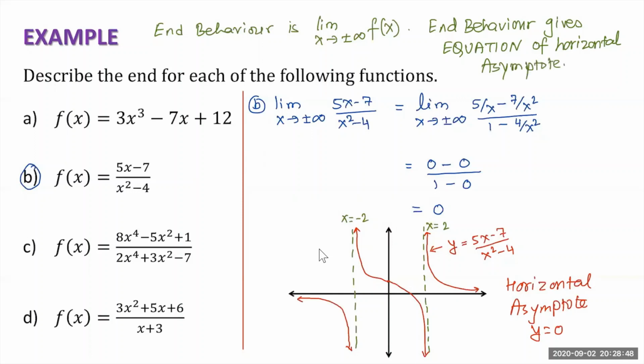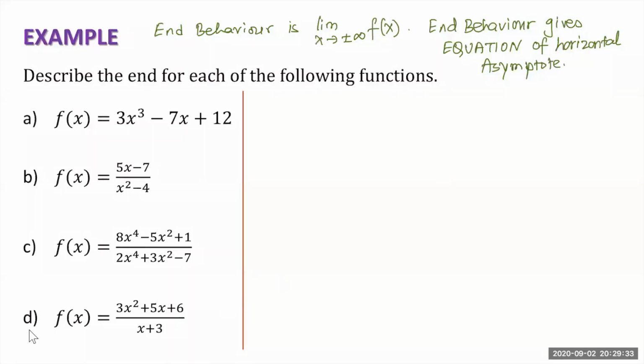That is a very important thing that we must know. The end behavior of the function will give you the equation of the horizontal asymptote. So that is part B. Now let's work on part C.